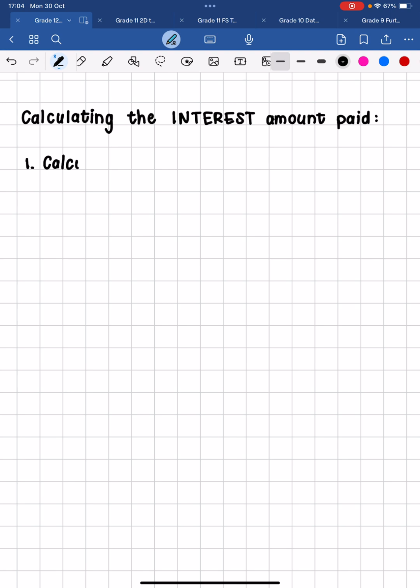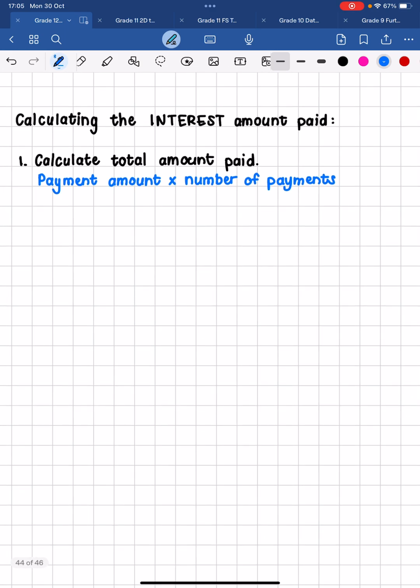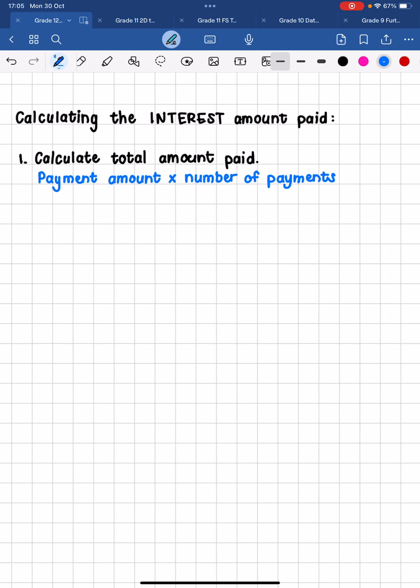So calculate total amount paid. Now, how you are going to do this is you are going to take the payment amount, whatever it is. In this question, they gave us that amount. It was 11,058 Rand, I think, and something, multiplied by the number of payments. Right, so whatever you, or Thabo in this case, was paying every month, you multiply that by the number of payments. All right, so as I am writing this down, I'm actually also going to do the calculation just underneath.